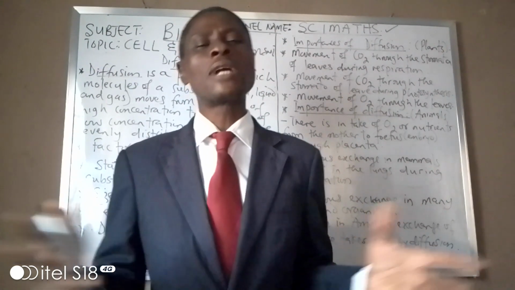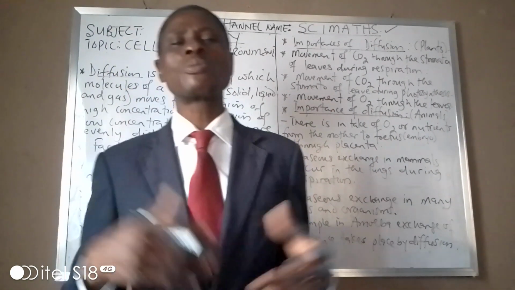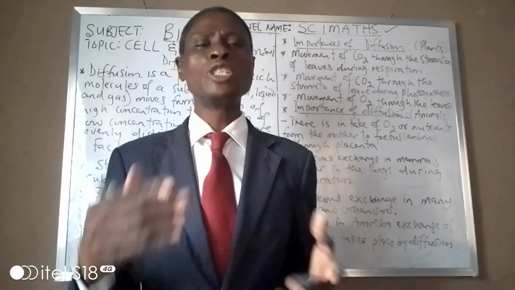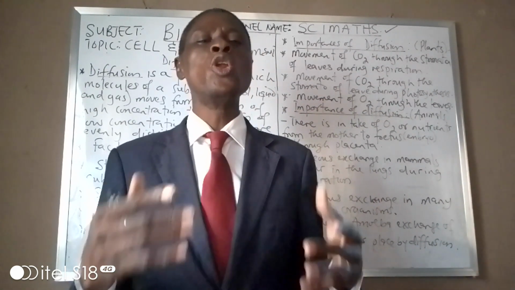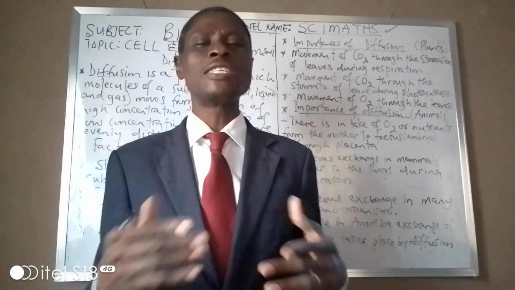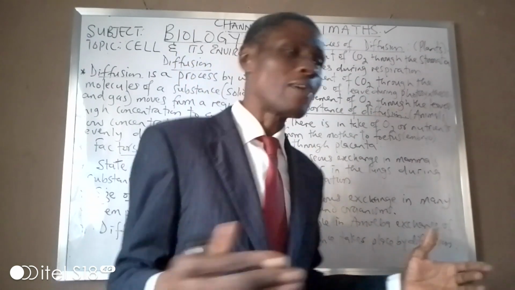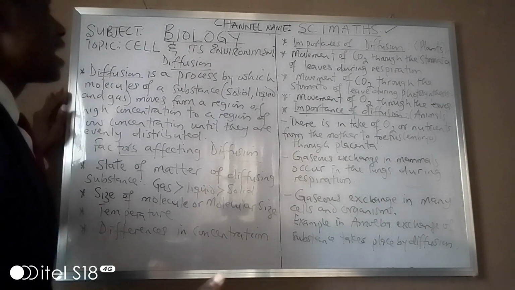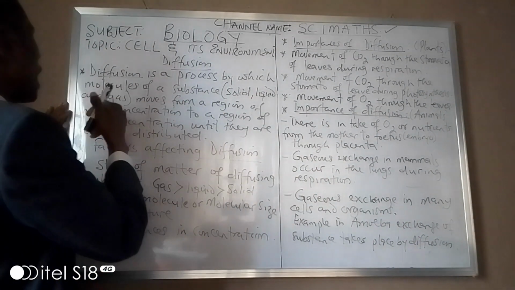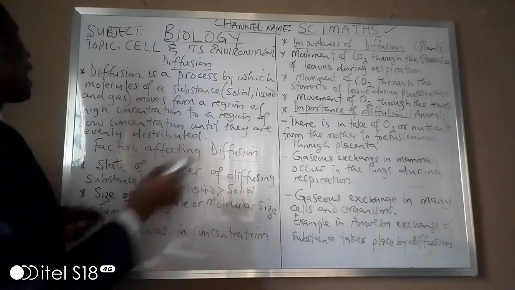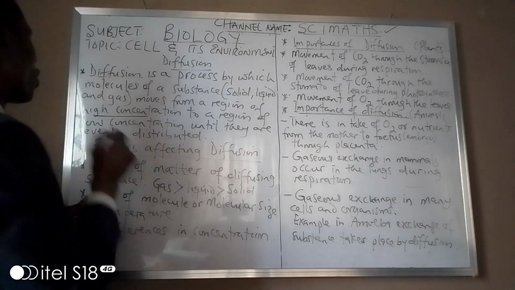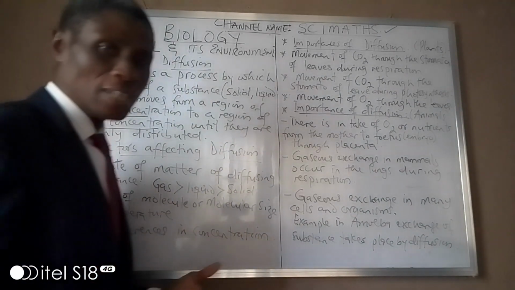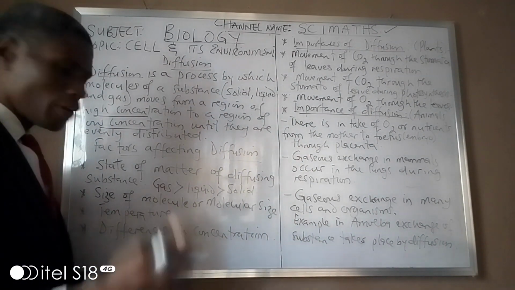What is diffusion? We can define diffusion as a process by which substances, either solid, liquid or gas, move from a region of higher concentration to a region of lower concentration until they are evenly distributed. Like you can rightly see on the board, it is a process by which molecules of a substance, either solid, liquid or gas, move from the region of high concentration to the region of low concentration until they are evenly distributed. That's how to define diffusion.